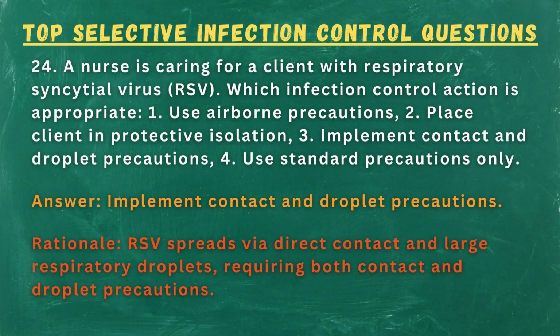24. A nurse is caring for a client with respiratory syncytial virus, RSV. Which infection control action is appropriate? 1. Use airborne precautions. 2. Place client in protective isolation. 3. Implement contact and droplet precautions. 4. Use standard precautions only. Answer: implement contact and droplet precautions. Rationale: RSV spreads via direct contact and large respiratory droplets, requiring both contact and droplet precautions.